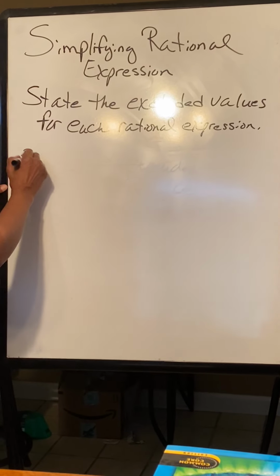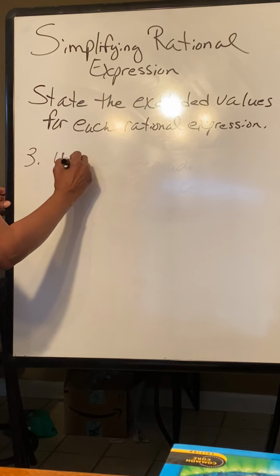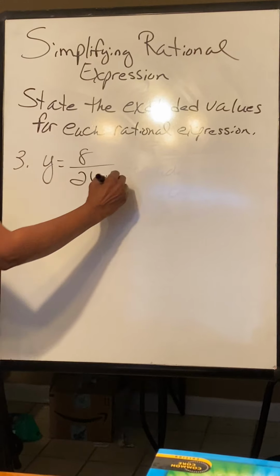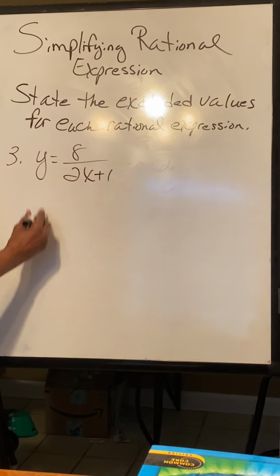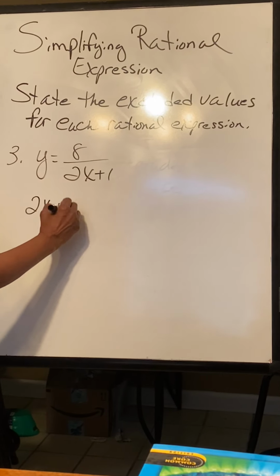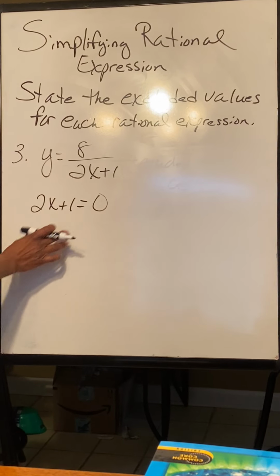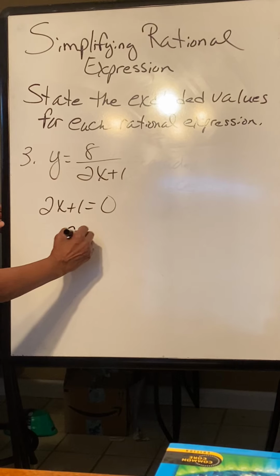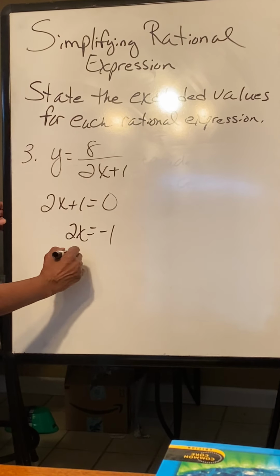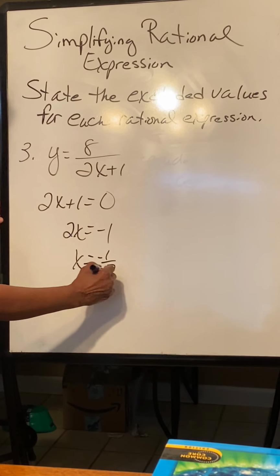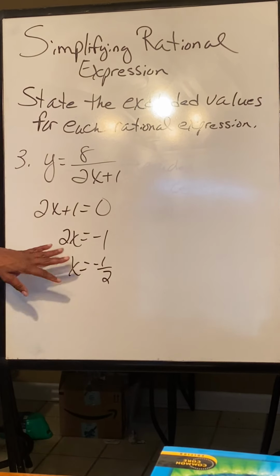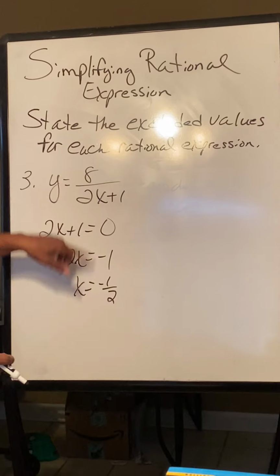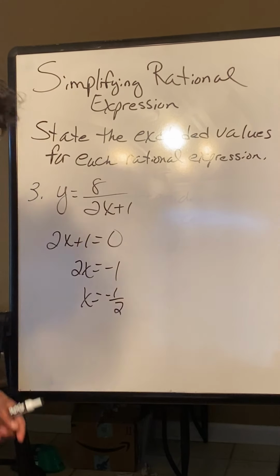Example 3, if I had y is equal to 8 over 2x plus 1, again, take that denominator and set it equal to 0. This cannot be factored, but I can solve for x: transform the 1, divide by 2. So my excluded value for this problem is negative 1/2. That means that x can be any number except negative 1/2.